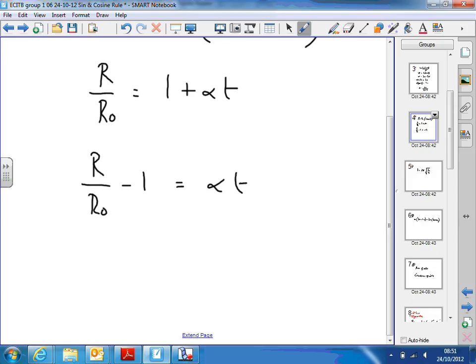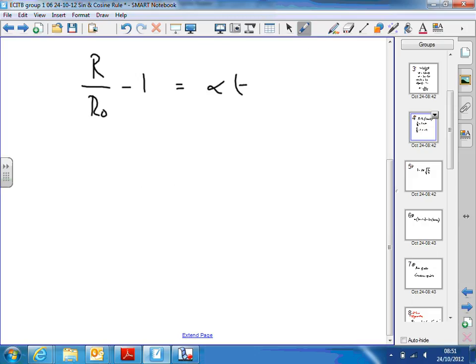And then, lastly, divide by alpha. So showing how to do that, let's divide by alpha. How do I show that? Well, I could put the whole lot in a bracket, r over r0 minus 1, and then divide that by alpha, and show it like that.